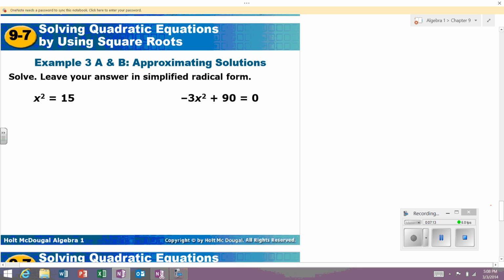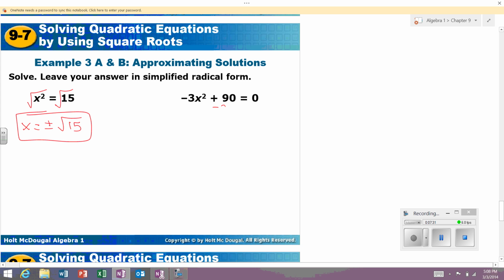So what does that mean? Okay, if I have x squared equals 15, the x squared is by itself already, so I can take the square root. Now, there is not a perfect square root of 15, so we would just write our answer as x equals plus or minus the square root of 15, and you're done.